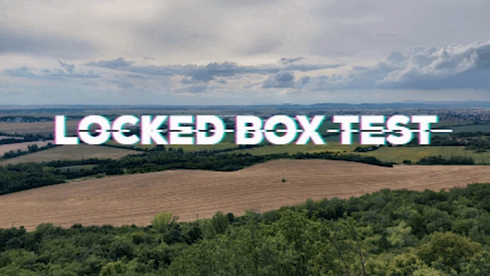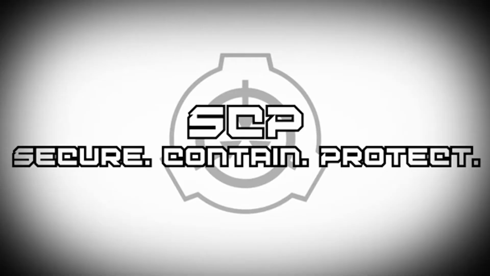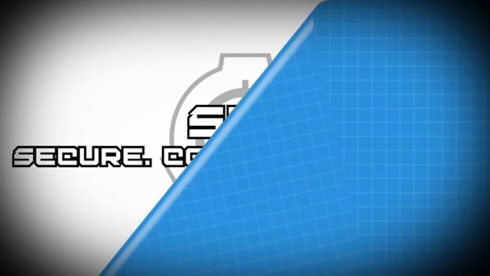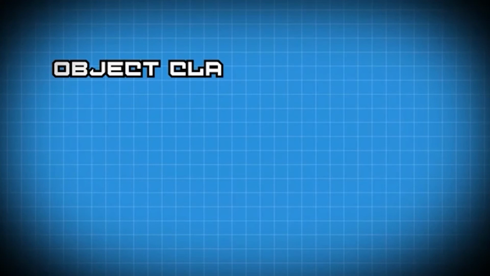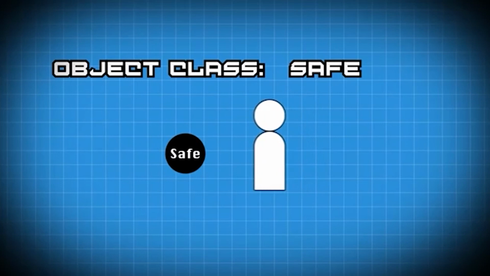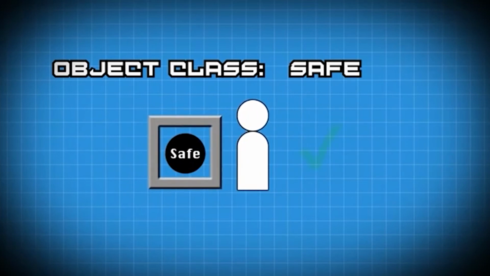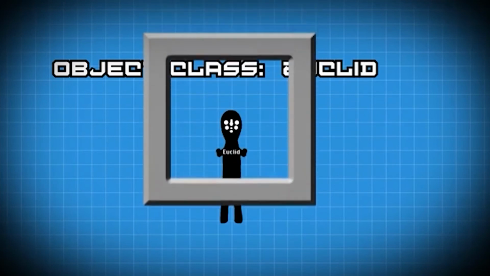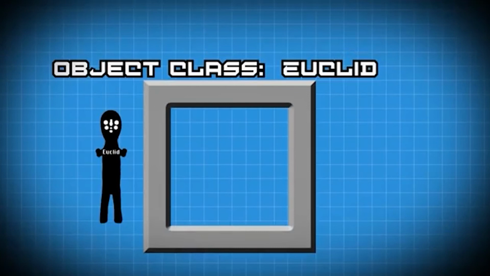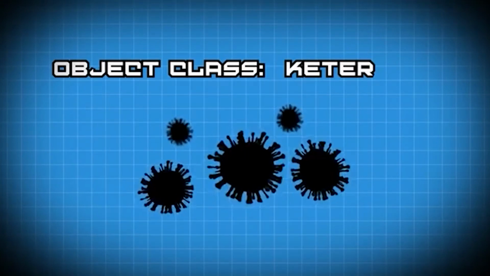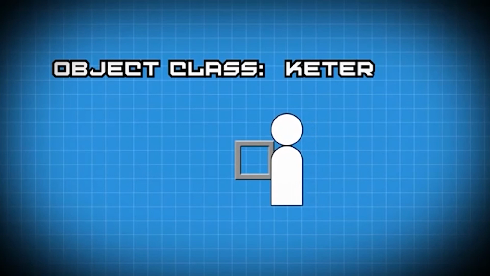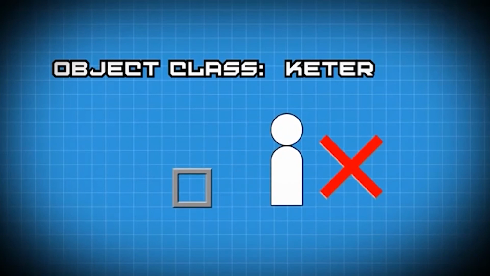The locked box test is an informational guideline used to determine an object's most appropriate object class. It goes like this. If you lock it in a box, leave it alone, and nothing bad will happen, then it's probably Safe. If you lock it in a box, leave it alone, and you're not entirely sure what will happen, then it's probably Euclid. If you lock it in a box and leave it alone, and it easily escapes, it's probably Keter. And if it's a box, then it's probably Thaumiel.